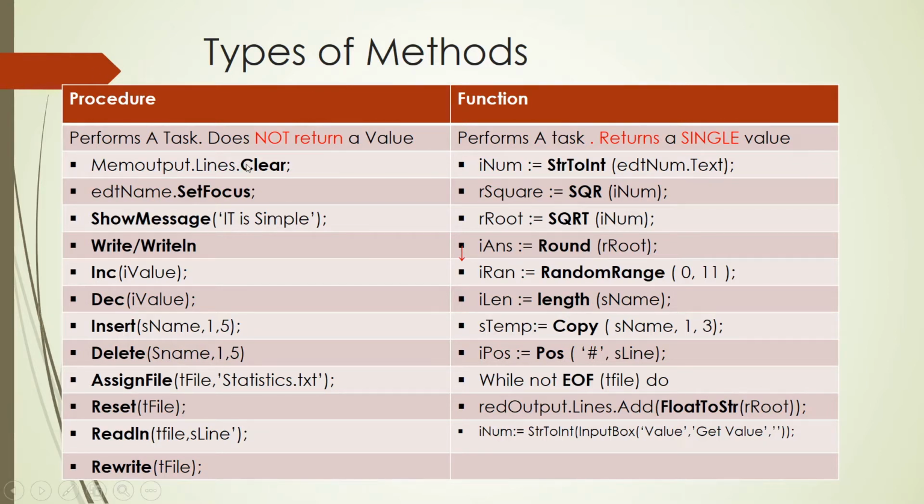The first one is the clear procedure. All it's doing, it's clearing the GUI component called a TMemo. It can also be used to clear a rich edit. And remember that the procedure is called by its name and it does not return a value.